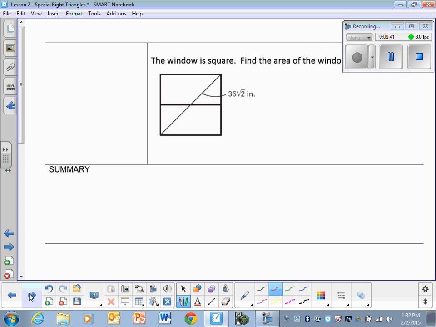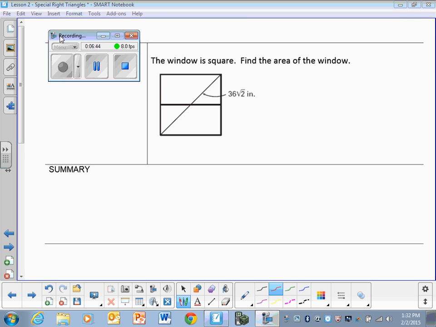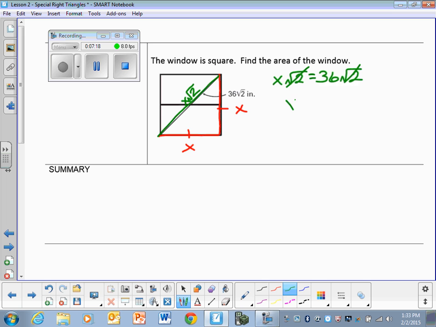All right, here is your practical application of special right triangles. The window is square. If the window is square, that means that this side and this side have the same length, x and x. We have our hypotenuse here, which is x times the square root of 2 in a 45, 45, 90 triangle. So x times the square root of 2 has to equal 36 times the square root of 2. X equals 36 inches.